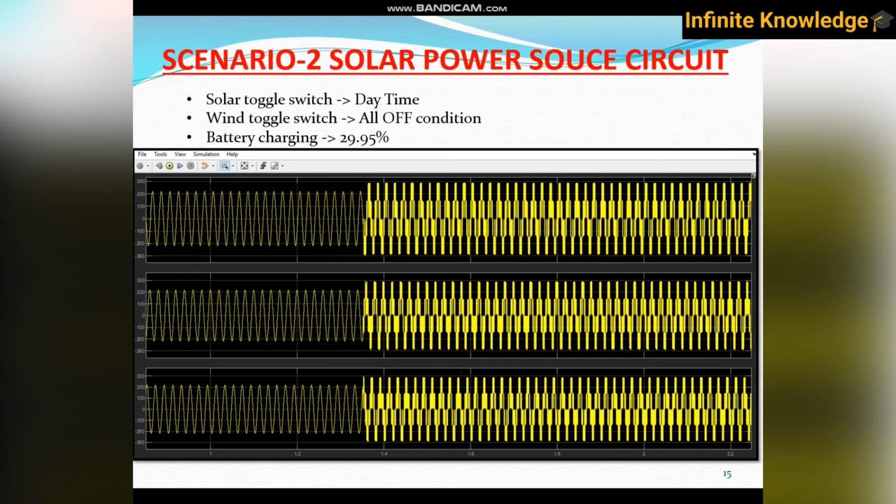Now we will check the first condition: solar toggle switch in daytime and no wind available. That's why all toggle switches are in the off condition. And here the battery is 29.95%. Why 29.95%? Because in the initial stage you want to check the grid to solar changeover. That's why I have used 29.95%.